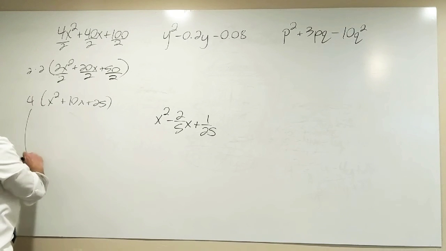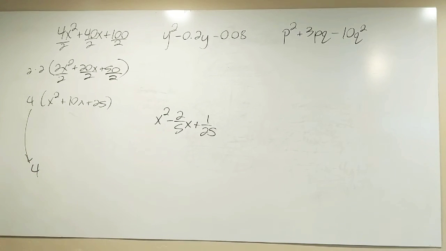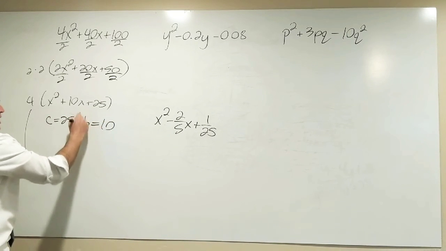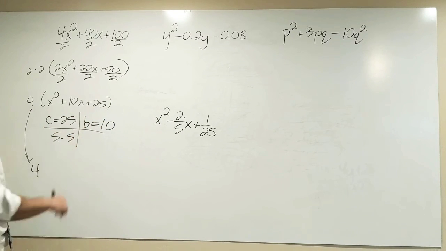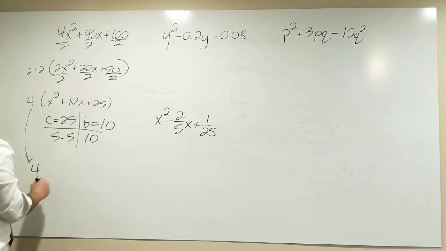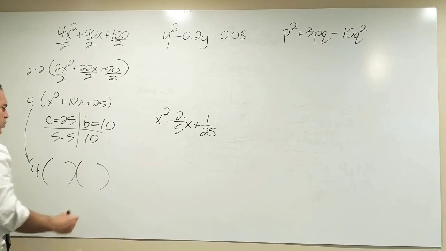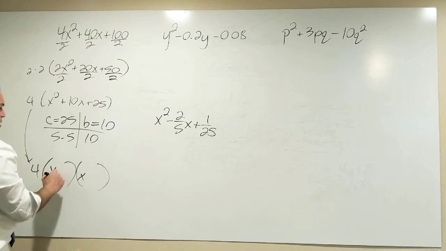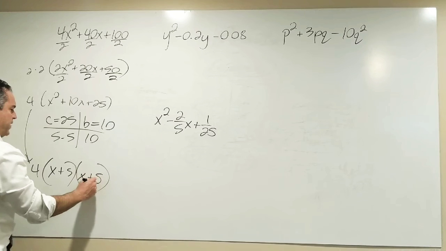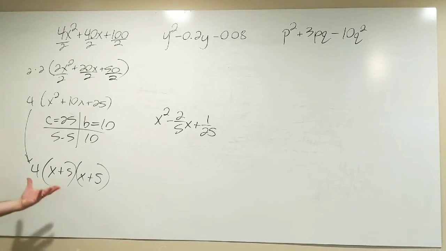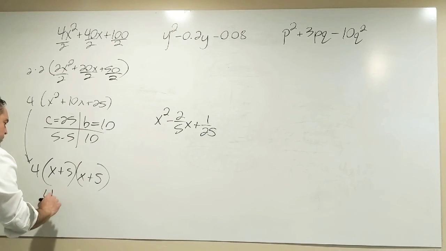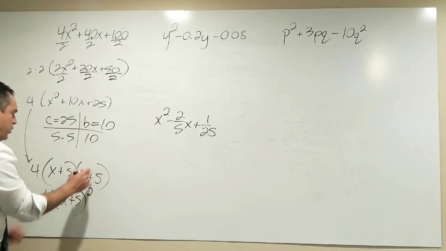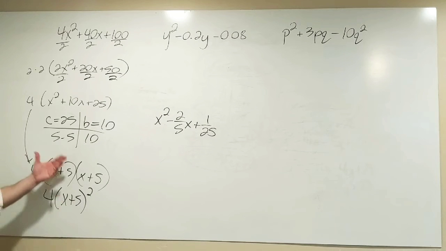So now this comes along for the ride, okay? And C equals 25, and B equals 10. And hey folks, 5 times 5 makes 25, and 5 plus 5 makes 10. And we're going to say, whoop, whoop. 4 is our common factor. X and X makes X squared plus 5 plus 5. Now another way that this answer can be written in a test or in the back of the book, they can put those together and say that's X plus 5 quantity squared. Both of those are the same answer, okay?